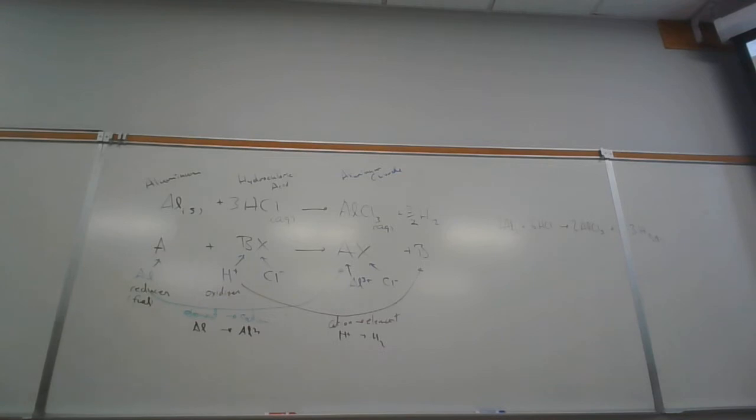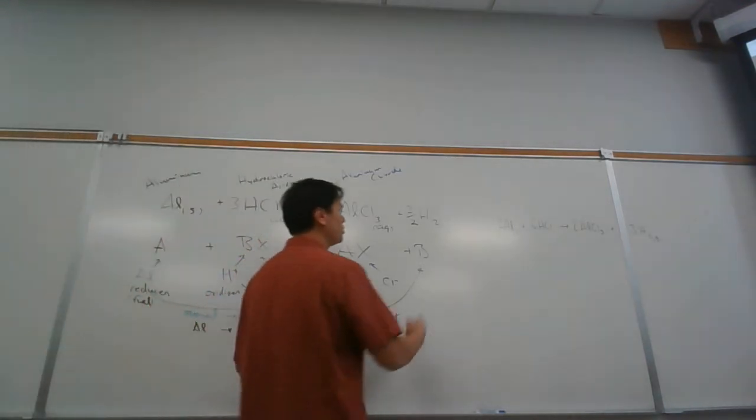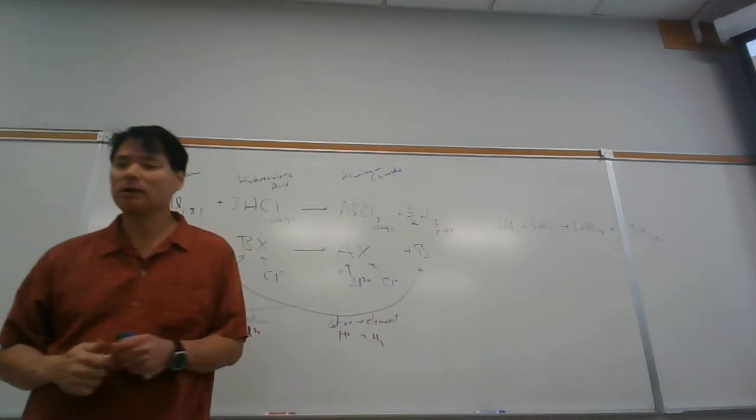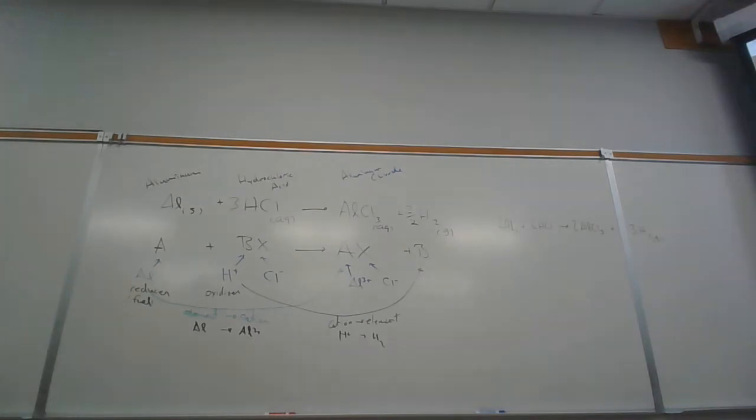Some of them are what we call soluble. Water soluble, meaning they dissolve in water. Hydrogen is not water soluble. If we form hydrogen, it bubbles out as a gas. When something bubbles out, we call it what? When something forms bubbles, we call it?